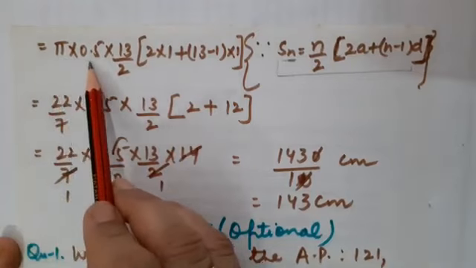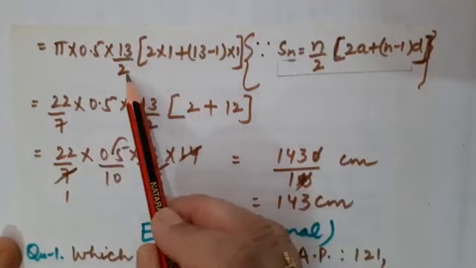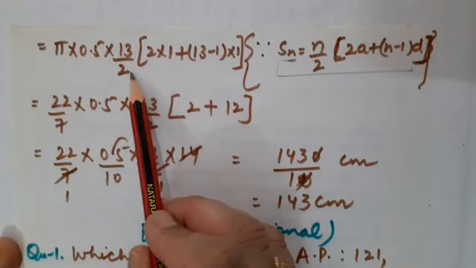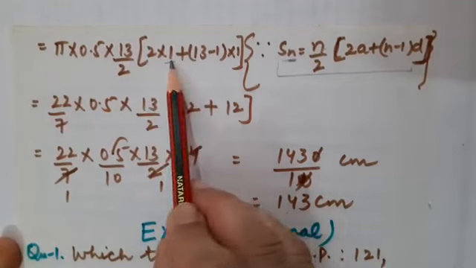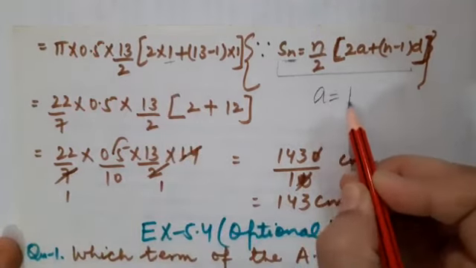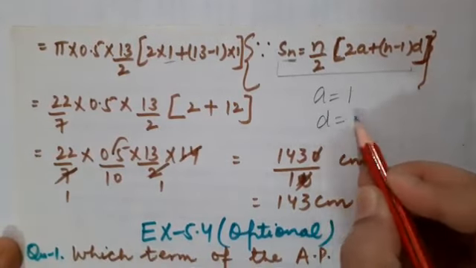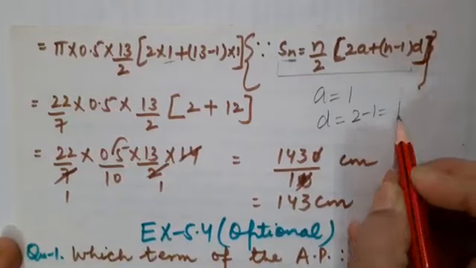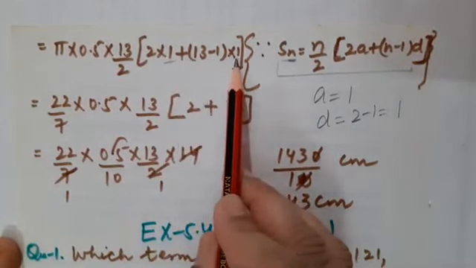It would be pi into 0.5 into, at place of n, I am writing 13 by 2. Fine, this would become 13 by 2 into 2 into 1. From where do you get this? The very first term is 1, because this is 1 plus 2 plus 3 plus up to 13. And what is the common difference, children? 2 minus 1, that is 1. Correct? So plus 13 minus 1 into the common difference, which is 1.